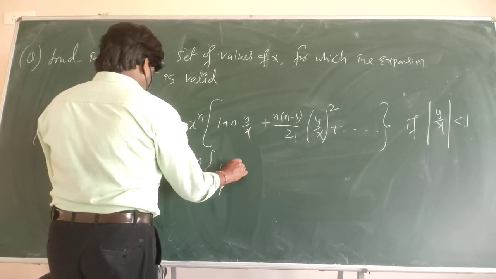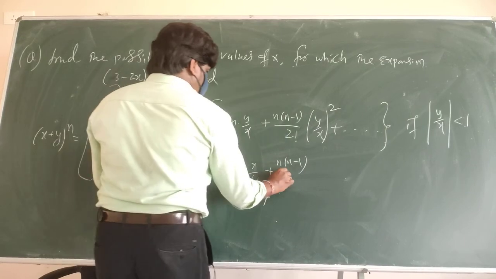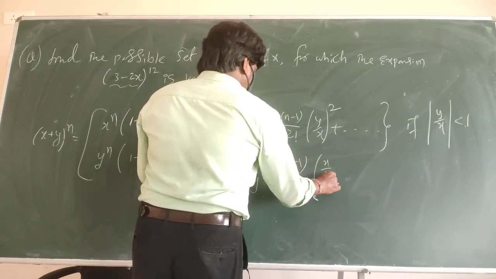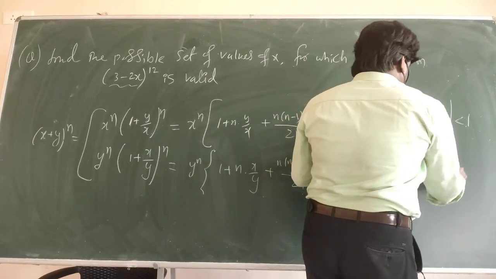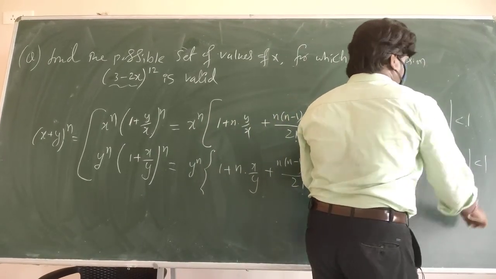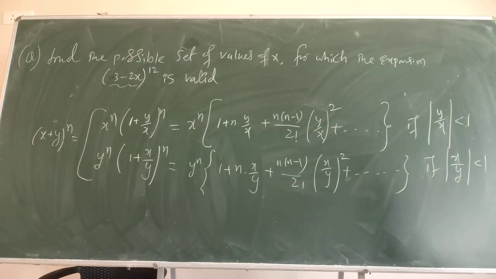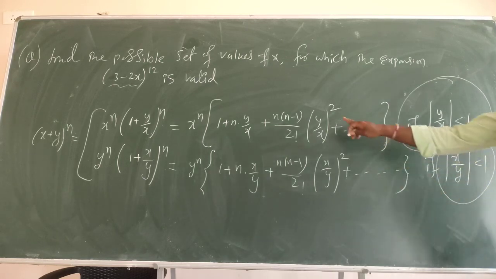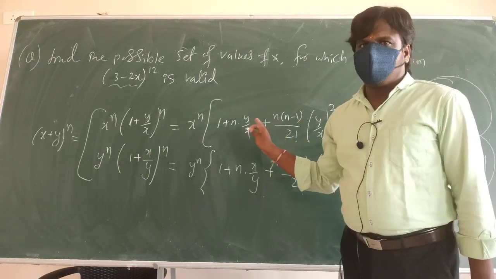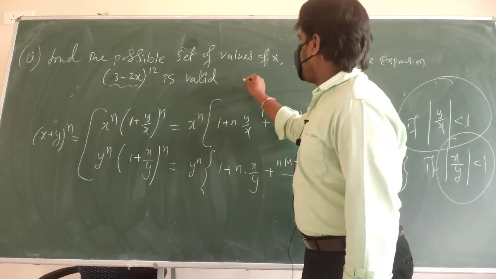1 plus n into x by y plus n into n minus 1 upon 2 factorial into x by y whole square plus so and so on. And in this case, mod of x by y is less than 1. What I want to tell you here is, whenever you have x plus y whole power n, the condition to become this form, ascending order of power. So this question, how to convert, tell me.